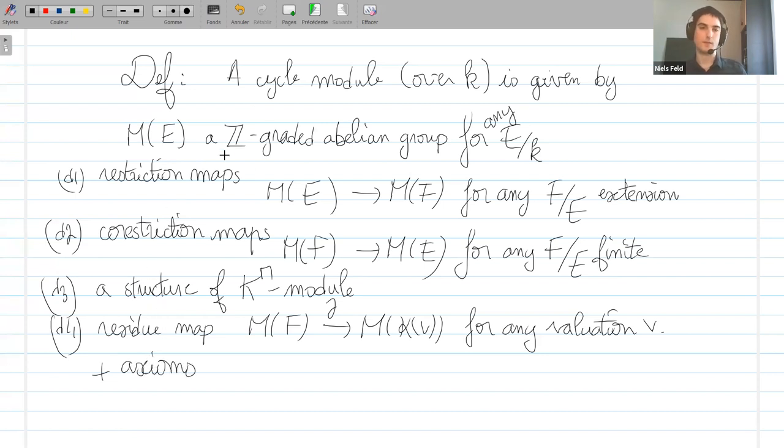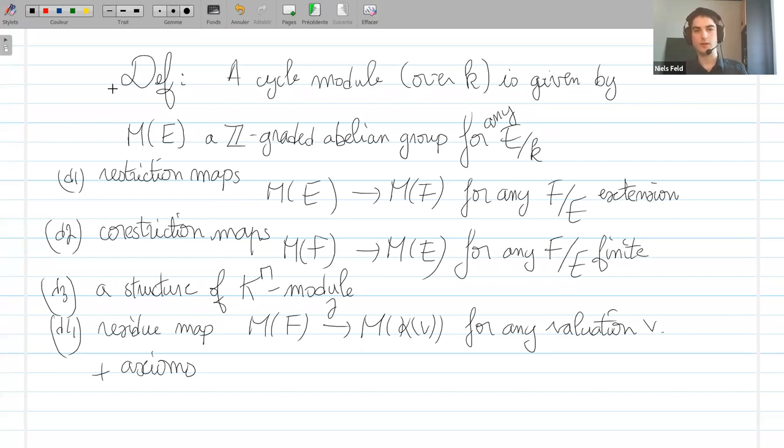But what is nice is that, for me, a functor defined over the category of fields is much simpler than homotopy modules, so much simpler than a functor defined over the category of smooth schemes. And since we have a finite number of axioms, and not so many, it is a bit easier to compute with cycle modules instead of homotopy modules.